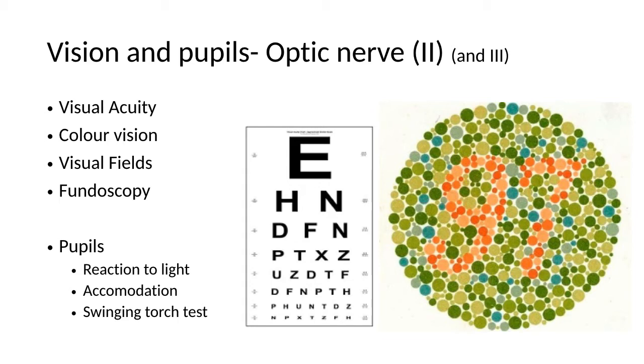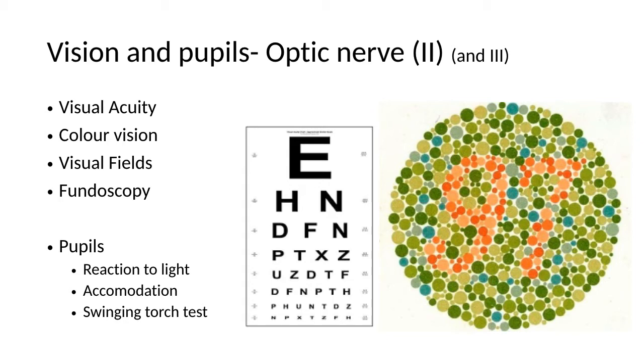The first is reaction to light. Are the pupils constricting in reaction to light, and are they doing that simultaneously across both sides? Accommodation, now this is a part of physiology where the eye constricts or dilates depending on whether you're looking near or far, and that's something to be checked also.